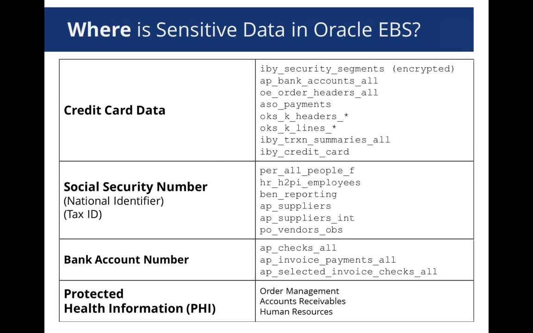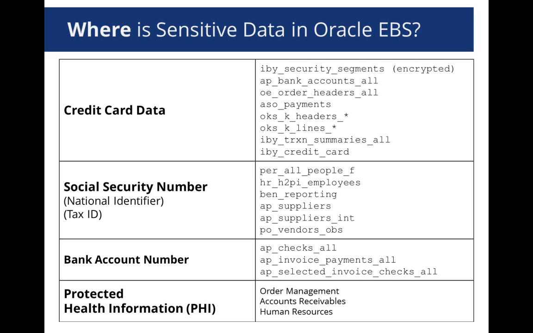This is one of the more complicated issues because it's scattered throughout the environment. It's in the database, it's in log files and things like that. So in the standard Oracle E-Business Suite tables, there's credit card data in a number of different tables. If you're running the Oracle credit card encryption feature, it's actually hopefully in one table, IBY security segments. If you're not, it's actually in 6 or 7 tables depending on what modules you're running and things like that.